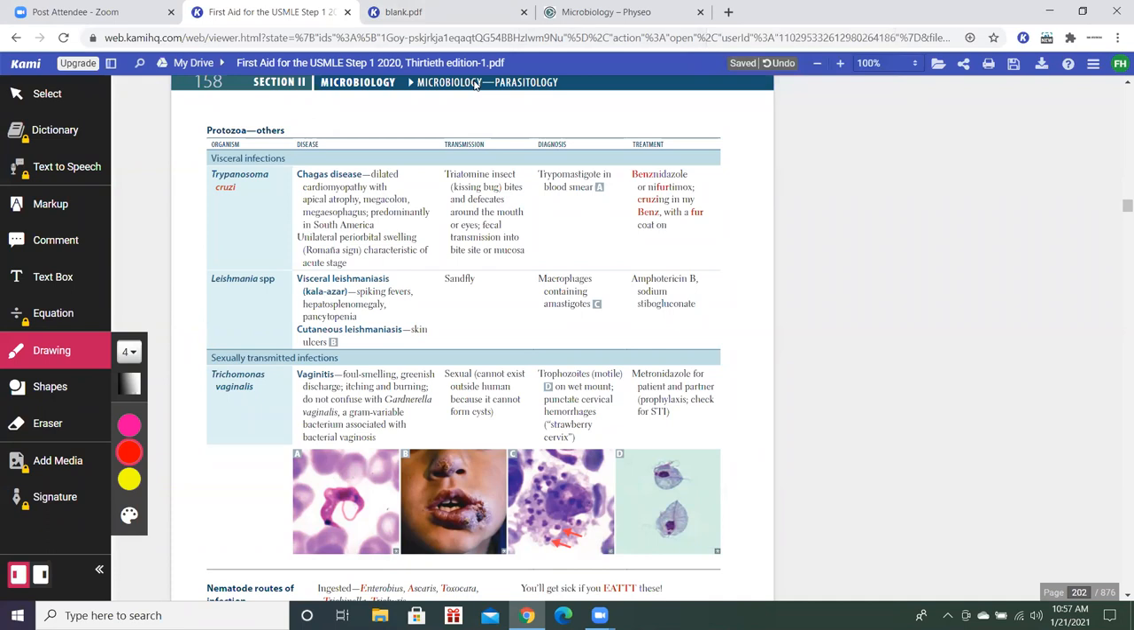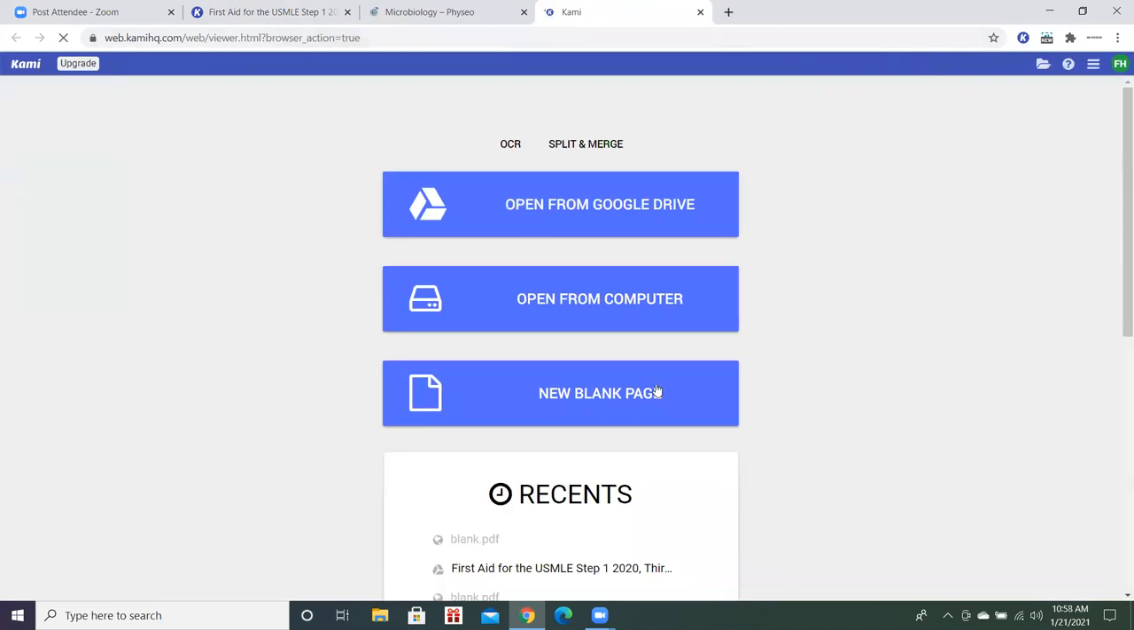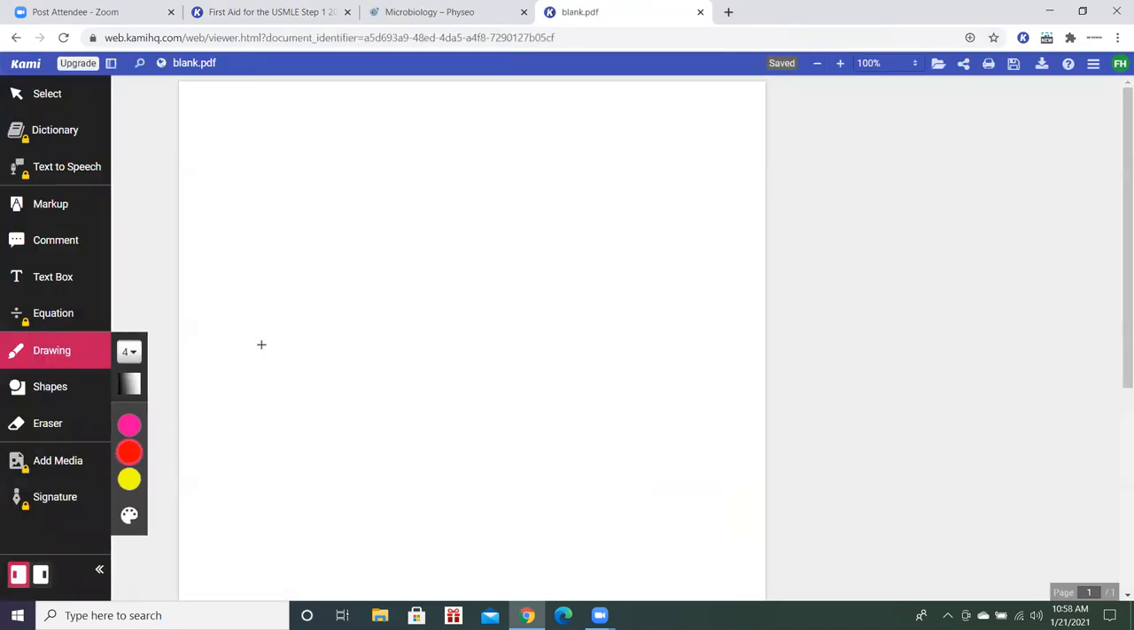Let's move on to visceral infections. Visceral infections, we will talk about two things: Trypanosoma cruzi and Leishmania donovani. To prevent confusion, let me ask you a small question. First of all, if you have RBCs inside the parasite, which parasite am I talking about? RBCs inside the parasite.